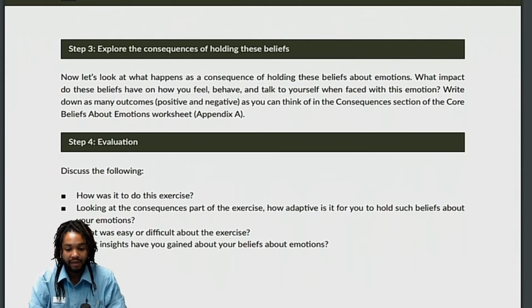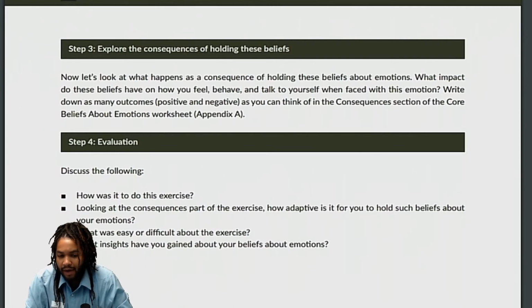Explore the consequences of holding these false beliefs. All right. So now let's look at what happens as a consequence of holding these beliefs about emotions. What impact do these beliefs have on how you feel, behave, and talk to yourself when faced with this situation? Write down as many outcomes, positive or negative, as you can think of in the consequence section.